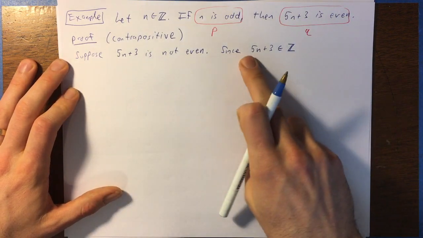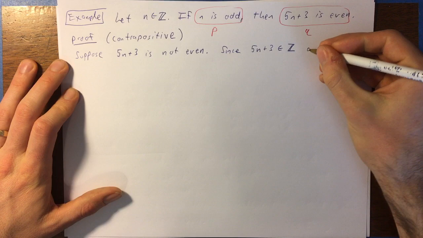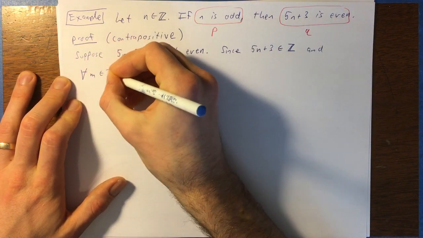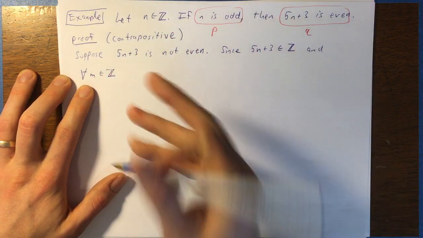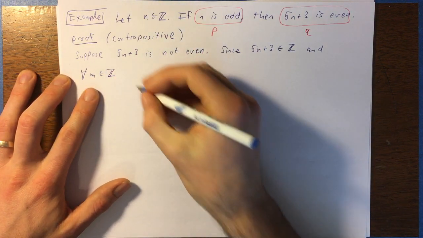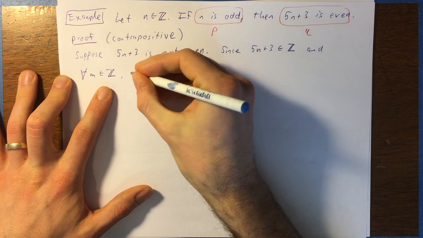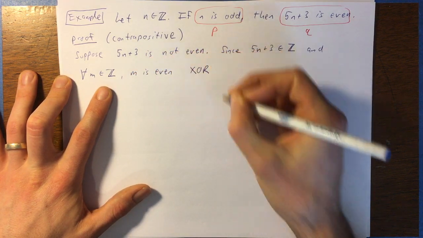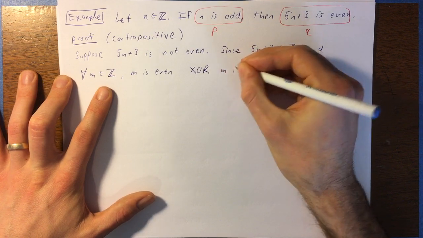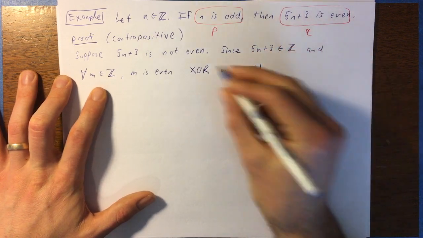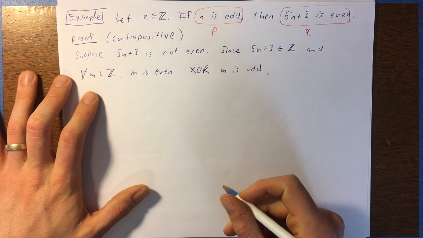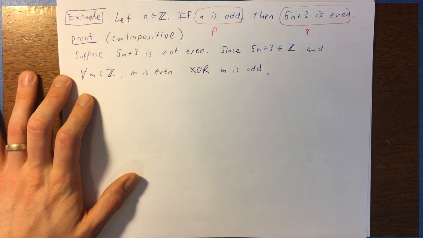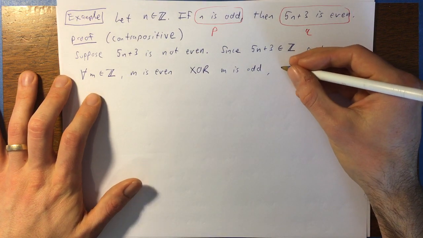So I'm going to write, since 5n plus 3 is an integer, and for all m in Z, for all integers m, and I'm just using a different letter because I just need to talk about a generic integer for a moment. For all integers m, m is even, XOR, I could write, exclusive or, m is odd. Since these two facts are the case, if we know that 5n plus 3 is not even, then we can conclude 5n plus 3 is odd.